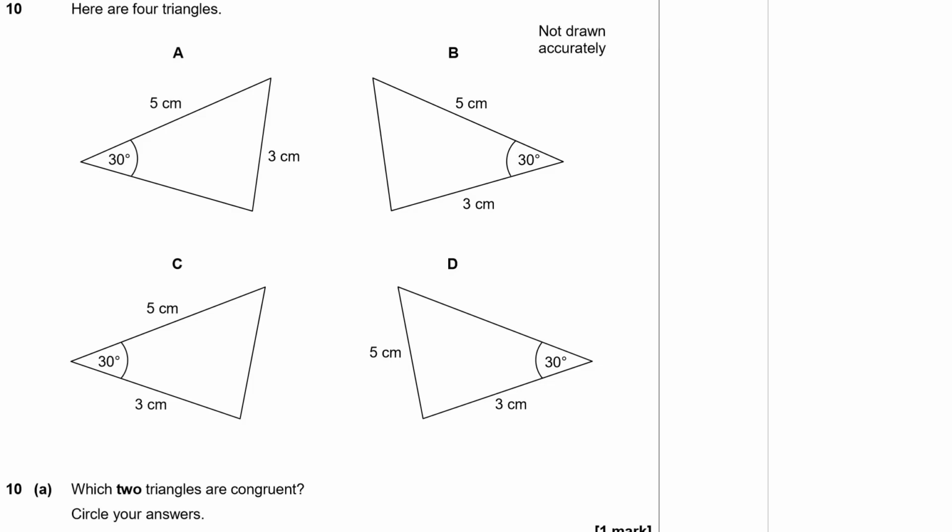Okay, now we have certain tests for congruency that we need to know for the exam. The first one, RHS, which is right angle hypotenuse side. Now these are non-right angle triangles, so that one isn't going to be the case. And the others are side, side, side; side, angle, side; and angle, side, angle.